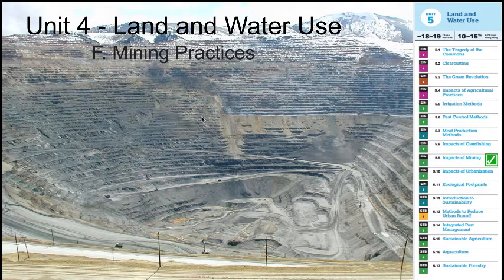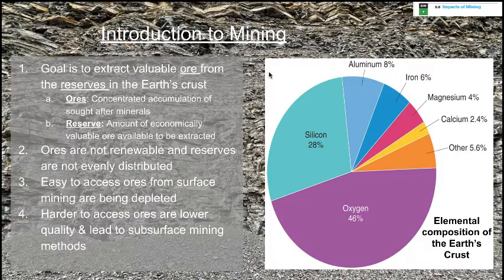The final section here is on mining. This really covers the impacts of mining overall and some different types. Some mining vocabulary is one of the harder things to get down here, but the goal of mining is to get ore extracted from reserves in the Earth's crust. So the ore is the stuff we want to get. It's the concentrated accumulation of these minerals. The reserve is really how much is available that can be extracted, this economically valuable amount of something that's underground. So ores are not renewable resources, and reserves are not evenly distributed.